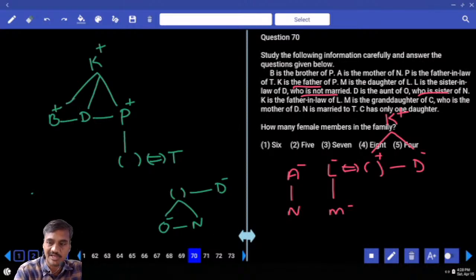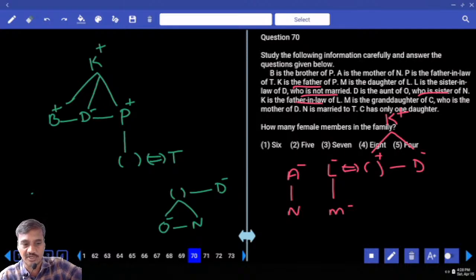And D is a male or a female? D is a female. And D is a female, L and M. Now D is a sister, O and N are the children. And K is the father-in-law of L. Father-in-law of L means L should get married to either P or to B.